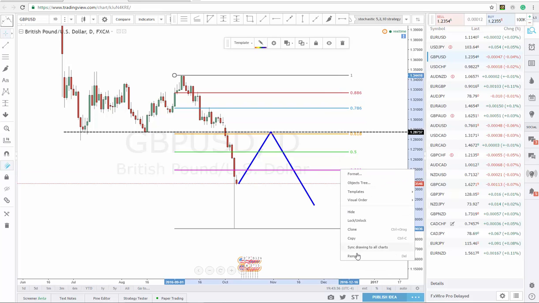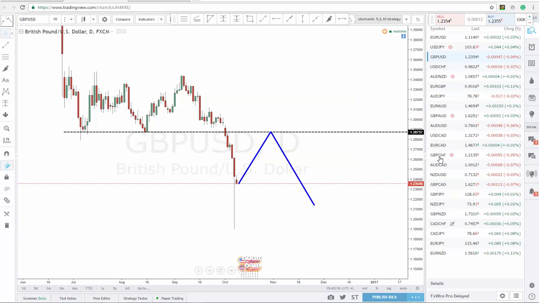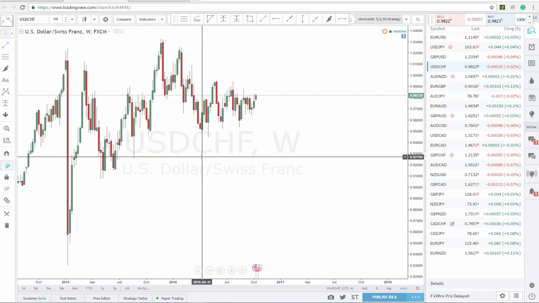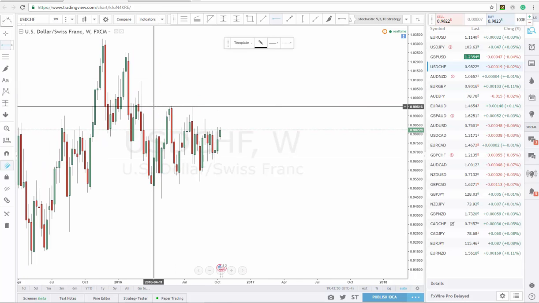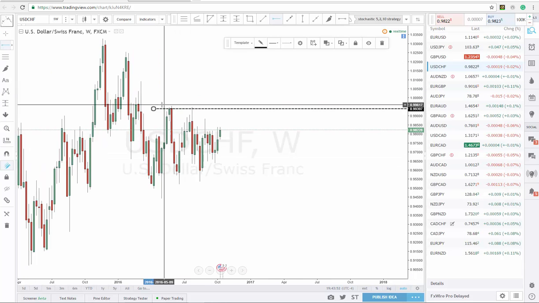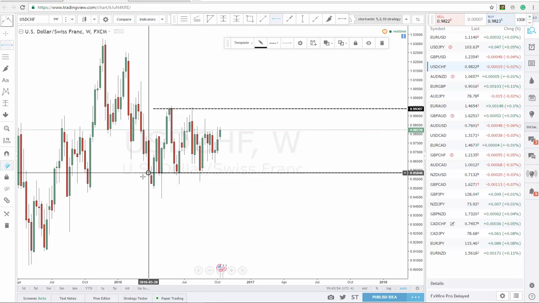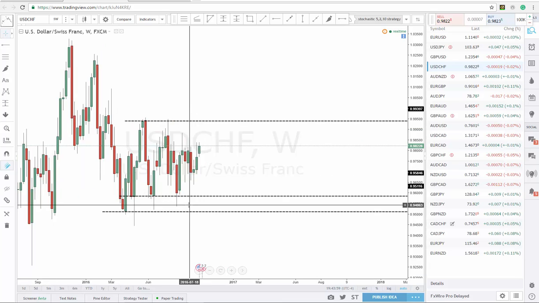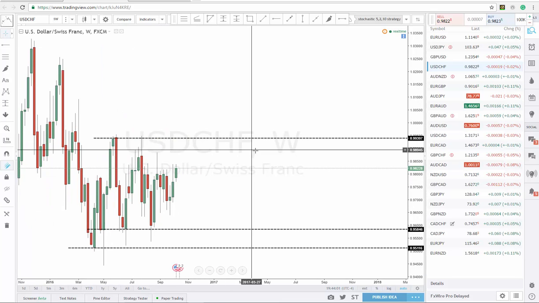So we'll go ahead and shoot over to the US dollar versus the Swiss. And here on the dollar Swiss, we'll go ahead and zoom back out to the weekly chart, point out our key levels. As I'm sure you can already see, this is going to be a key level of resistance. This would be a key level of support, and so would this low here. So here are our key levels.